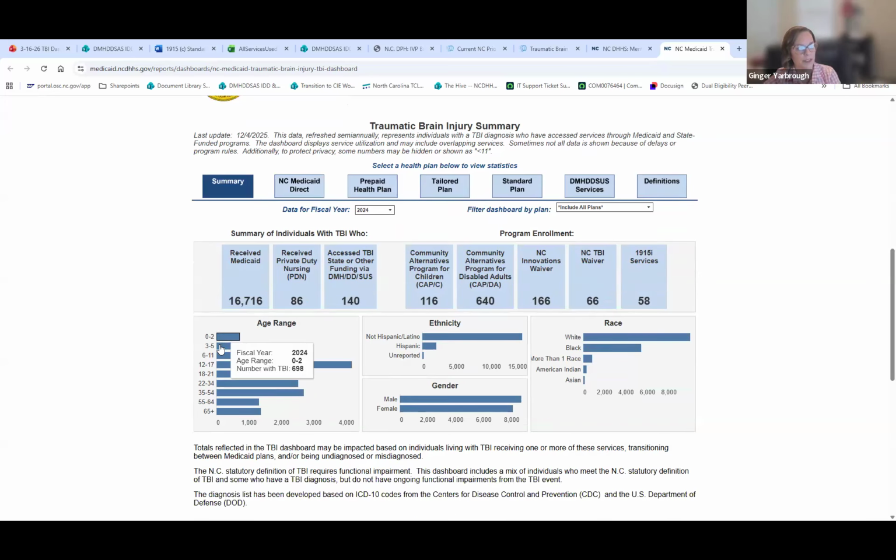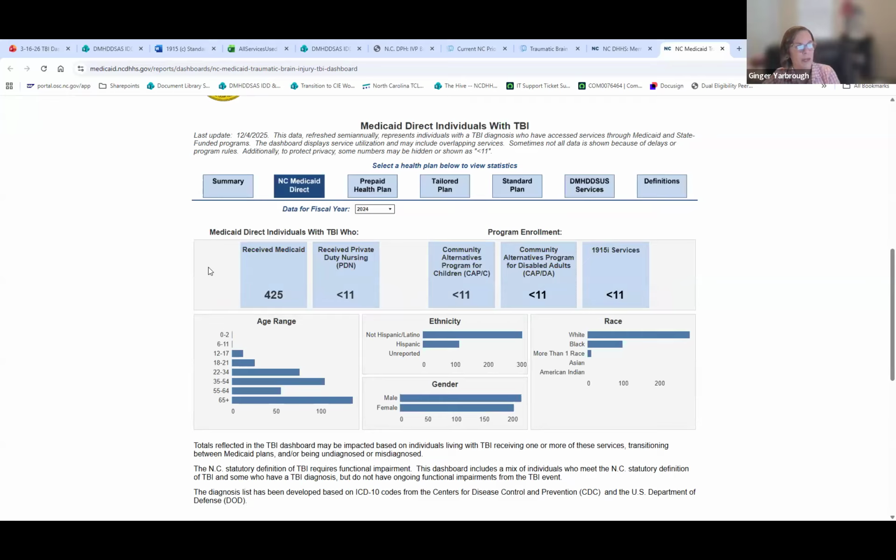If you scroll down, you can start to see all of the different age groups, ethnicity, gender, and race, all broken down. And you'll see on each of these tabs, the breakdown as well. So we'll start with NC Medicaid Direct. So here you're going to see those numbers change.